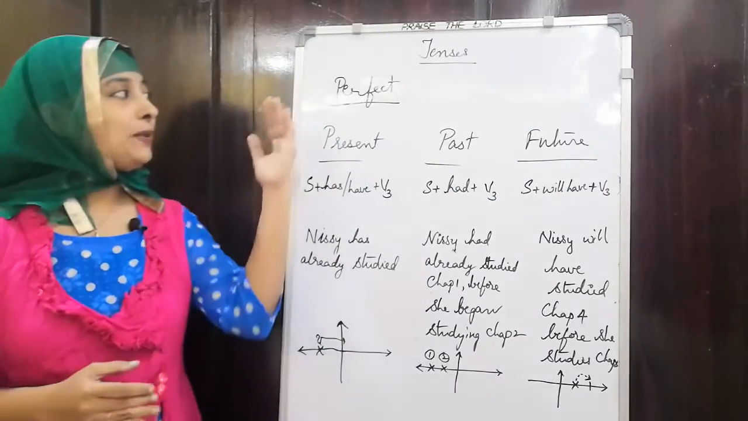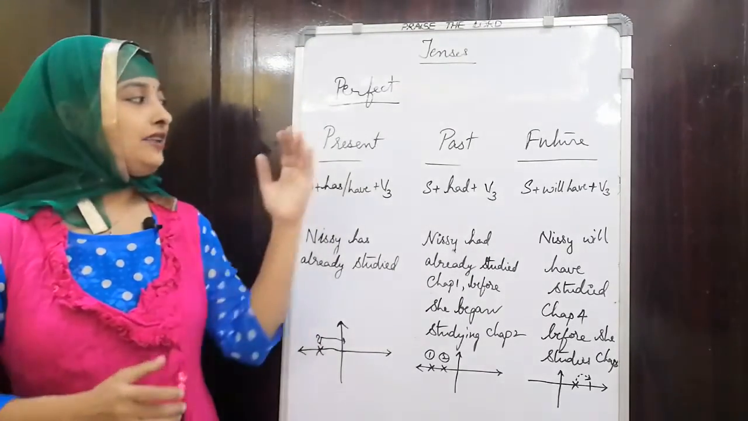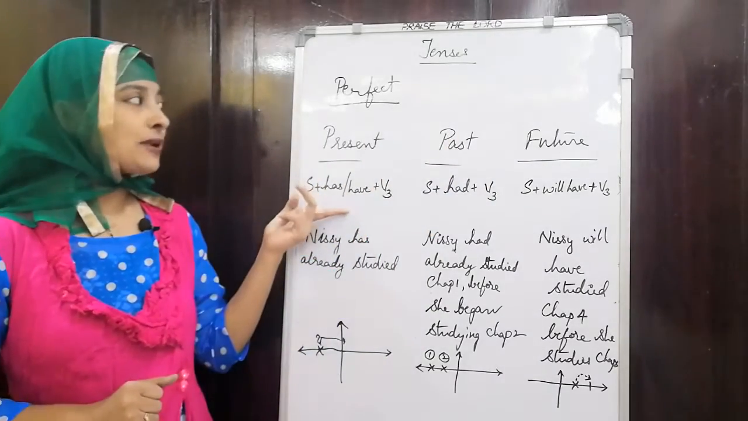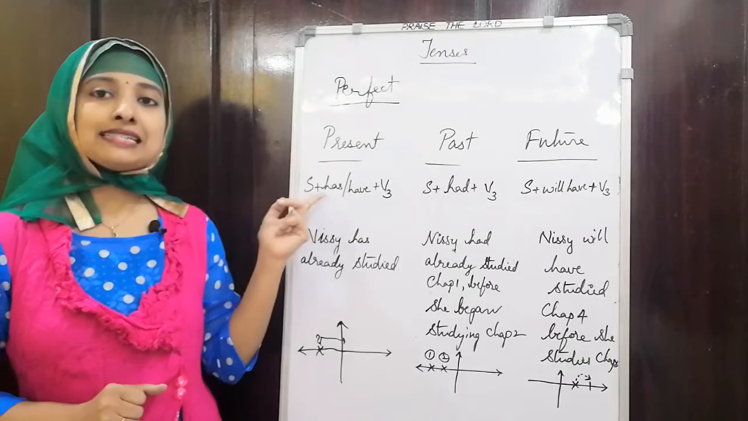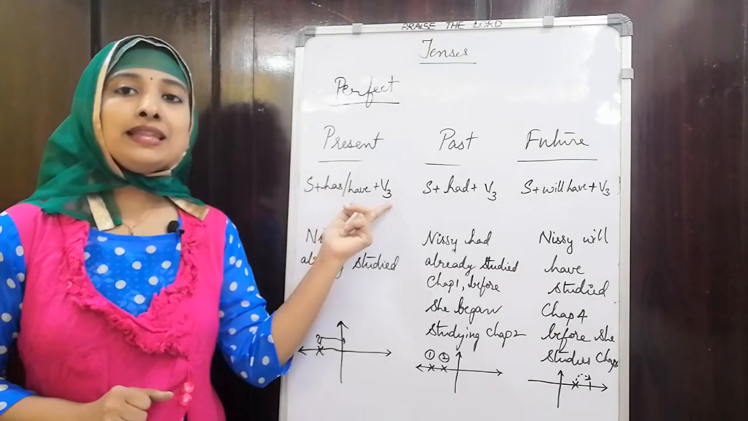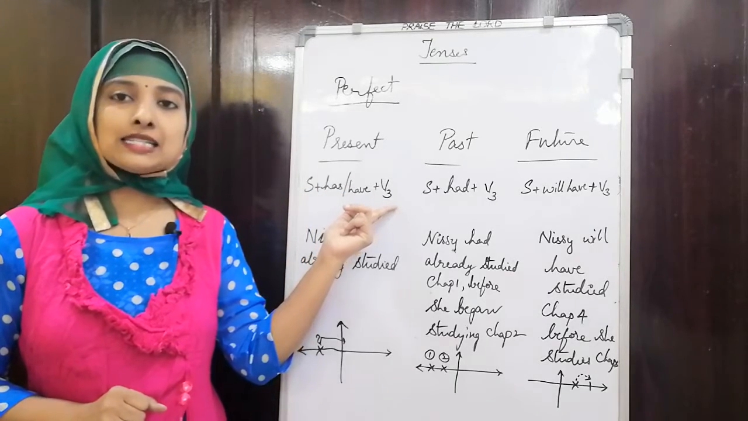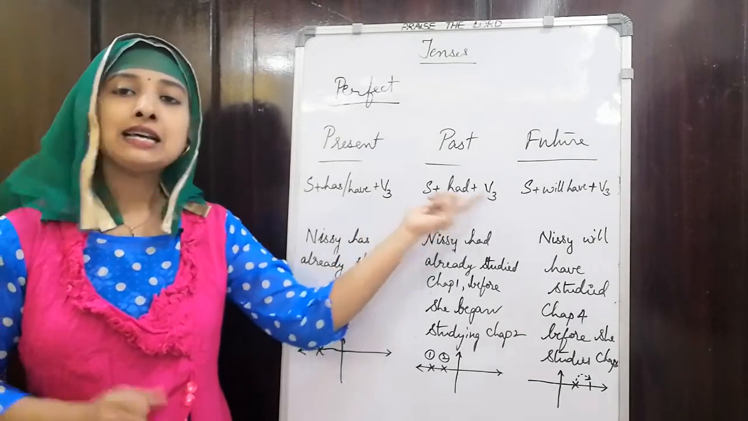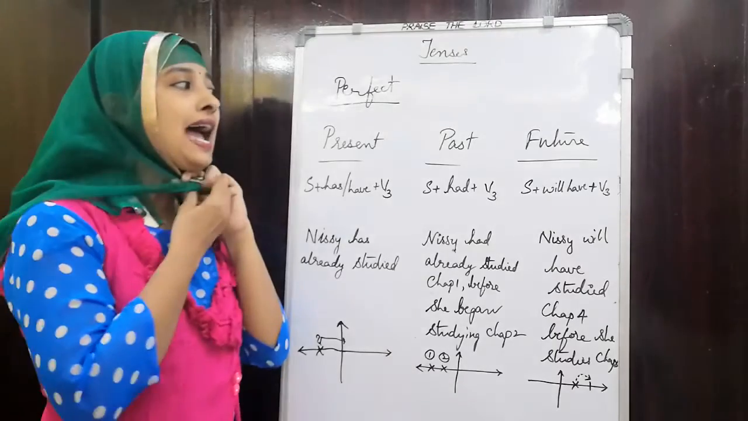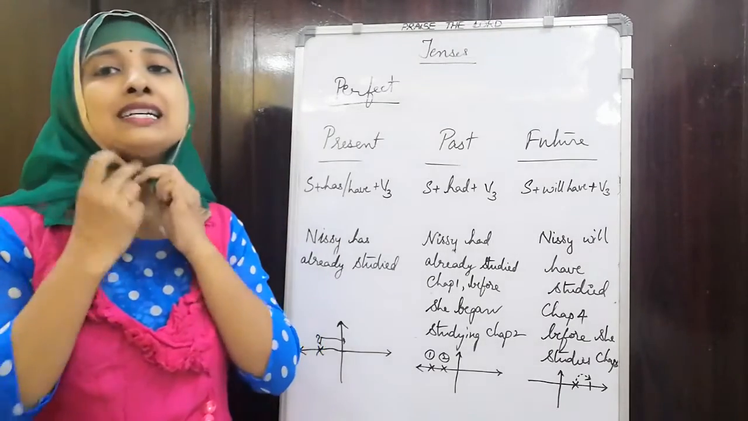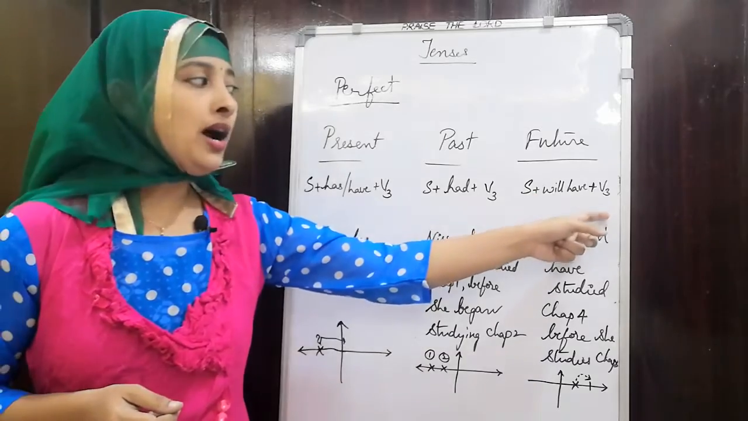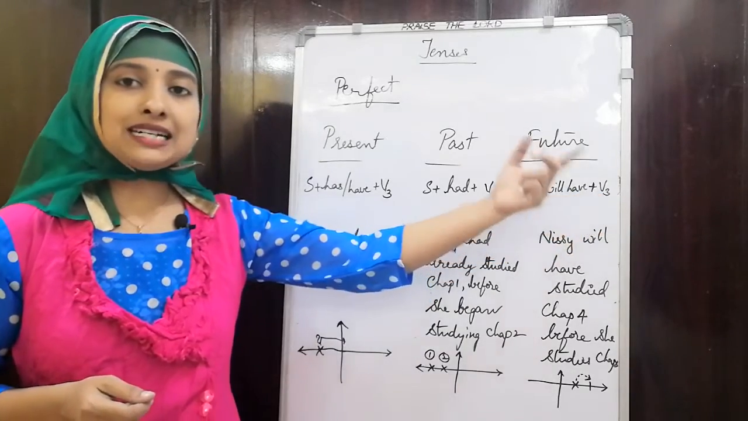Okay. The next aspect is perfect. So again we have present perfect, past perfect and future perfect. So coming to present perfect, the structure is subject plus has or have plus verb in the third form, that is past participle. Similarly, for past, subject plus had plus past participle. And future, it will be subject plus will have plus verb in the past participle form, that is V3 form.